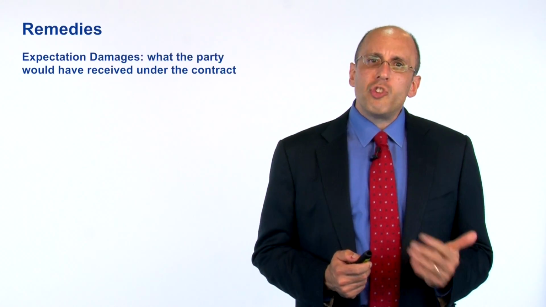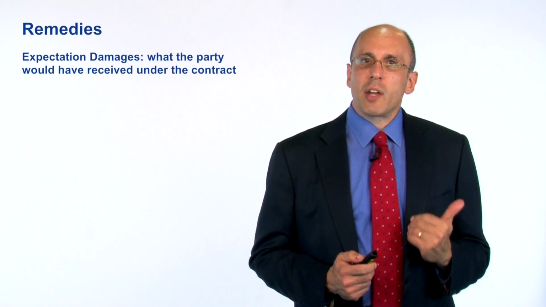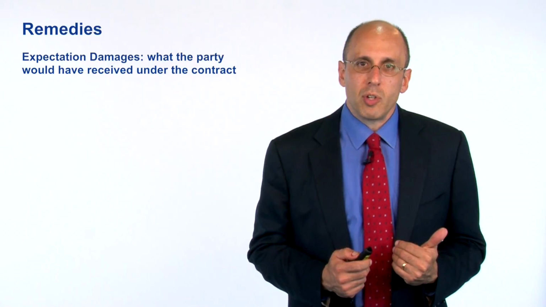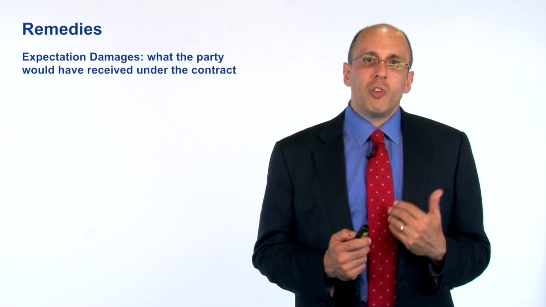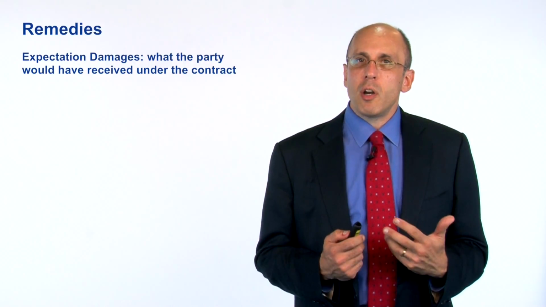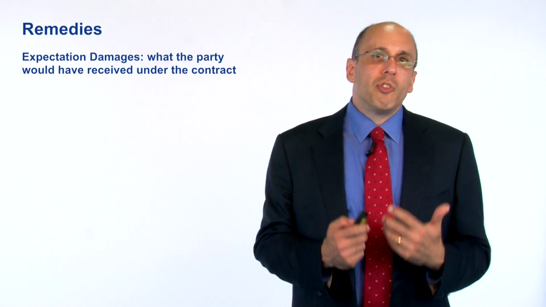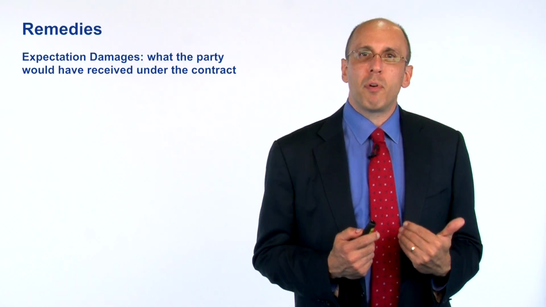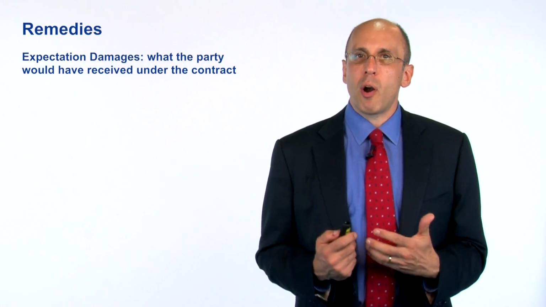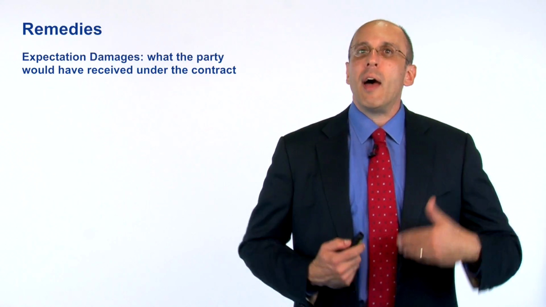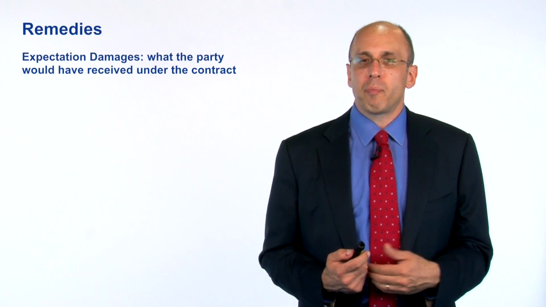Now, assuming there's been a breach, what are the remedies for a breach of contract? So the general remedy for breach of contract is known as expectation damages. And the idea of expectation damages is to give the party the benefit of the bargain. So if the contract had been performed, what situation would that party have been in? And that's the measure of damages.